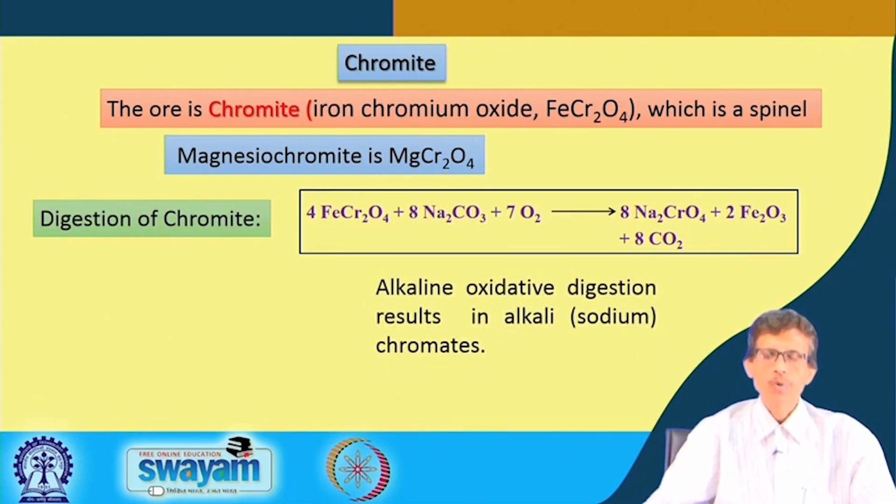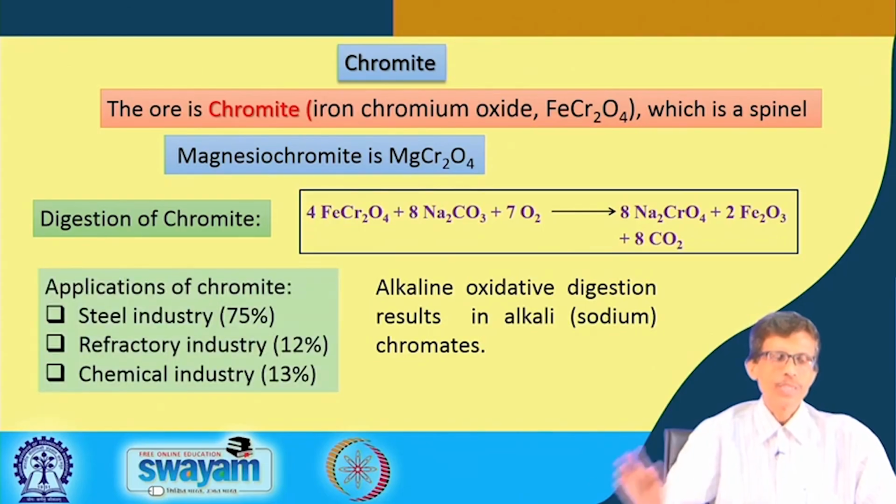And this sodium chromate is a sodium salt. So, we call it alkaline oxidative digestion, because we have added an alkaline salt, sodium carbonate, and we go for the digestion in presence of excess air or excess oxygen which is coming from air also, and in solution we get the corresponding sodium chromate, Na2CrO4. That can be utilized, because chromite can be useful in the steel industry.